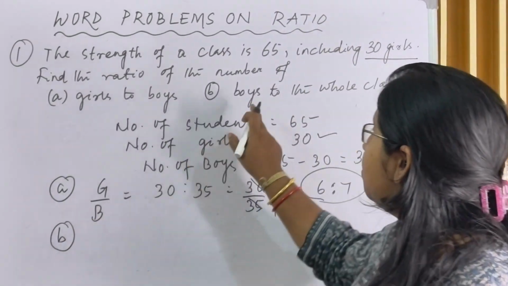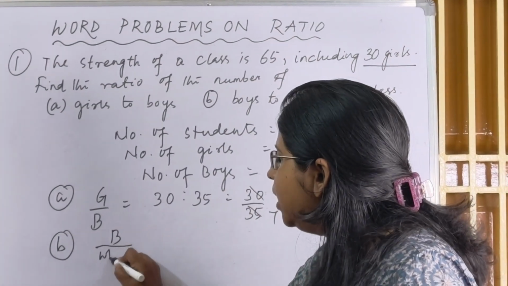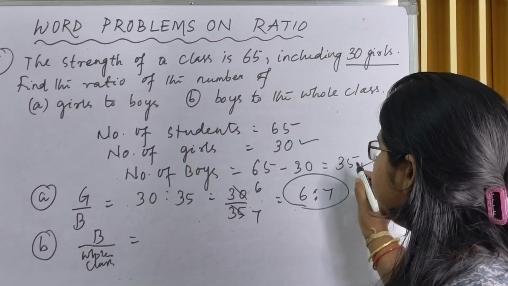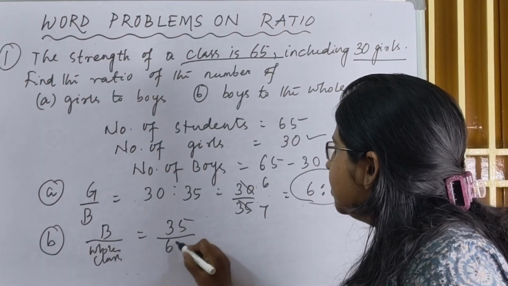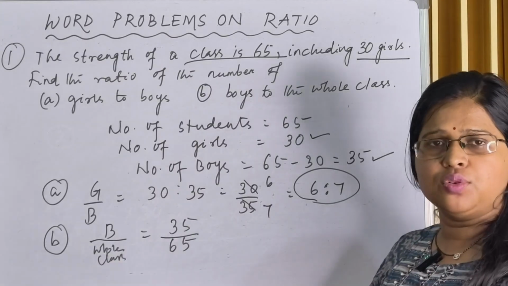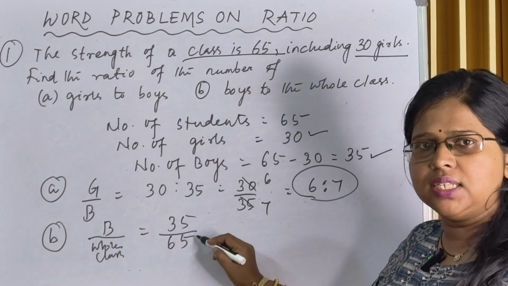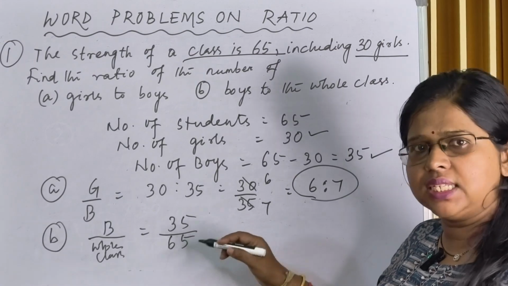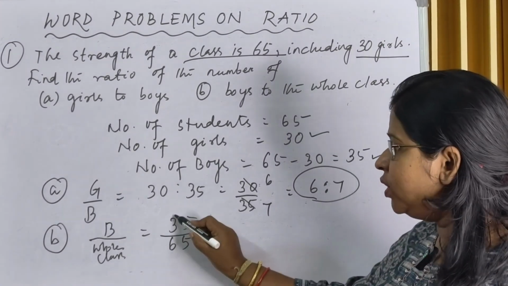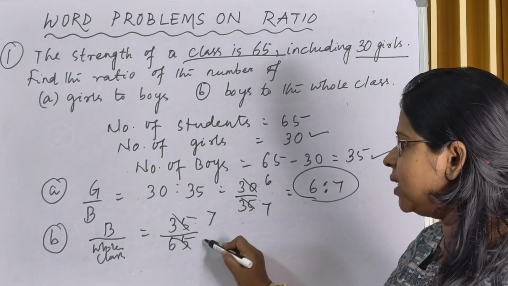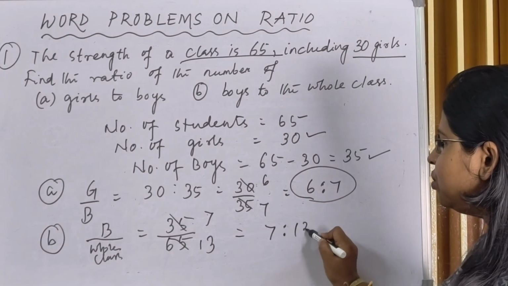Part B, boys to the whole class. The number of boys we found here is 35. The whole class is 65. So both are, don't cut like this. Many students are getting confused here and they make this kind of mistake. As ma'am has told, 0 and 0 if present in numerator and denominator, just ignore it. But 5 and 5, will you also ignore that? No, we have to divide by 5. So 7 fives are 35, 13 fives are 65. Now the answer is 7:13.